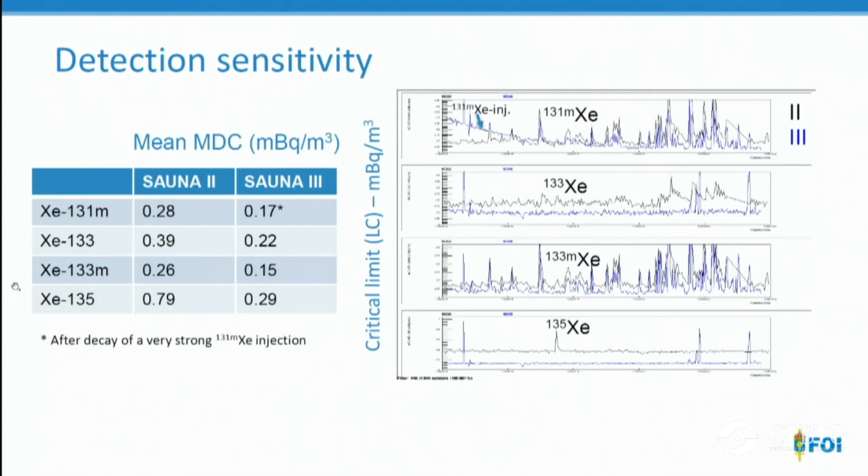The sensitivity looks like this. These are the MDCs, the average MDCs we have after half a year of running, comparing the different systems. And you can see we end up with around 0.17 and 0.15 millibecquerel per cubic meter for the metastables, and 0.2 and 0.3 for xenon-133 and xenon-135. And you can have a look in more detail at a poster outside if you want to look at this data in detail.